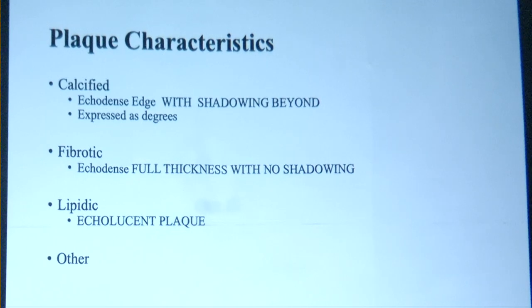The general characteristics of plaque are calcified, which means echodense edge on IVUS with shadowing behind. And it's usually expressed in the IVUS world in degrees. We're not able to measure the thickness. There's also fibrotic plaque, which is full thickness, echo density, which is high with no shadowing. And then the lipidic plaque, which is echolucent with sometimes an echogenic membrane towards the lumen. The bottom line is, if you're not calcified, you could be the other two. And from a device choice standpoint, it really is not going to make a difference in most cases.